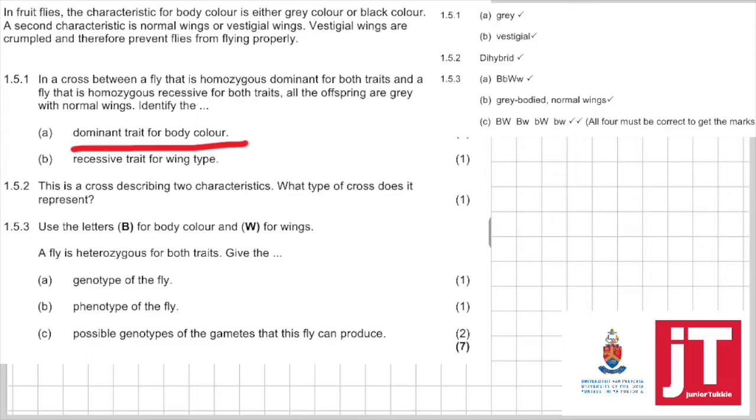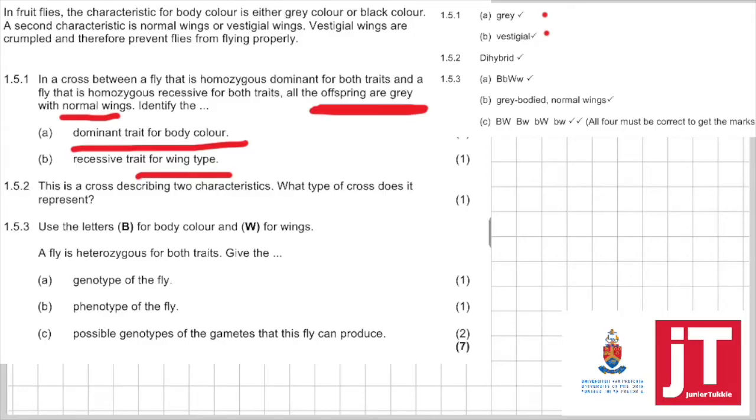Now it says dominant trait for body color. Can you see all the offspring are gray? So what's the dominant trait? Gray. Then they ask you to identify the recessive trait for wing type. Of course, the recessive trait for wing type is vestigial, because here all of them are normal, so the recessive one is obviously vestigial.